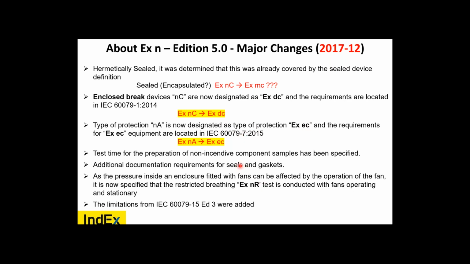There were other requirements added, such as test times for non-incentive components, additional documentation requirements for seals and gaskets, the pressure inside of cabinets when fans are involved, and limitations from edition 3 of this standard were also re-added. So what does that indicate? People made mistakes on the last edition of the standard. The last edition of the standard came out in 2011.